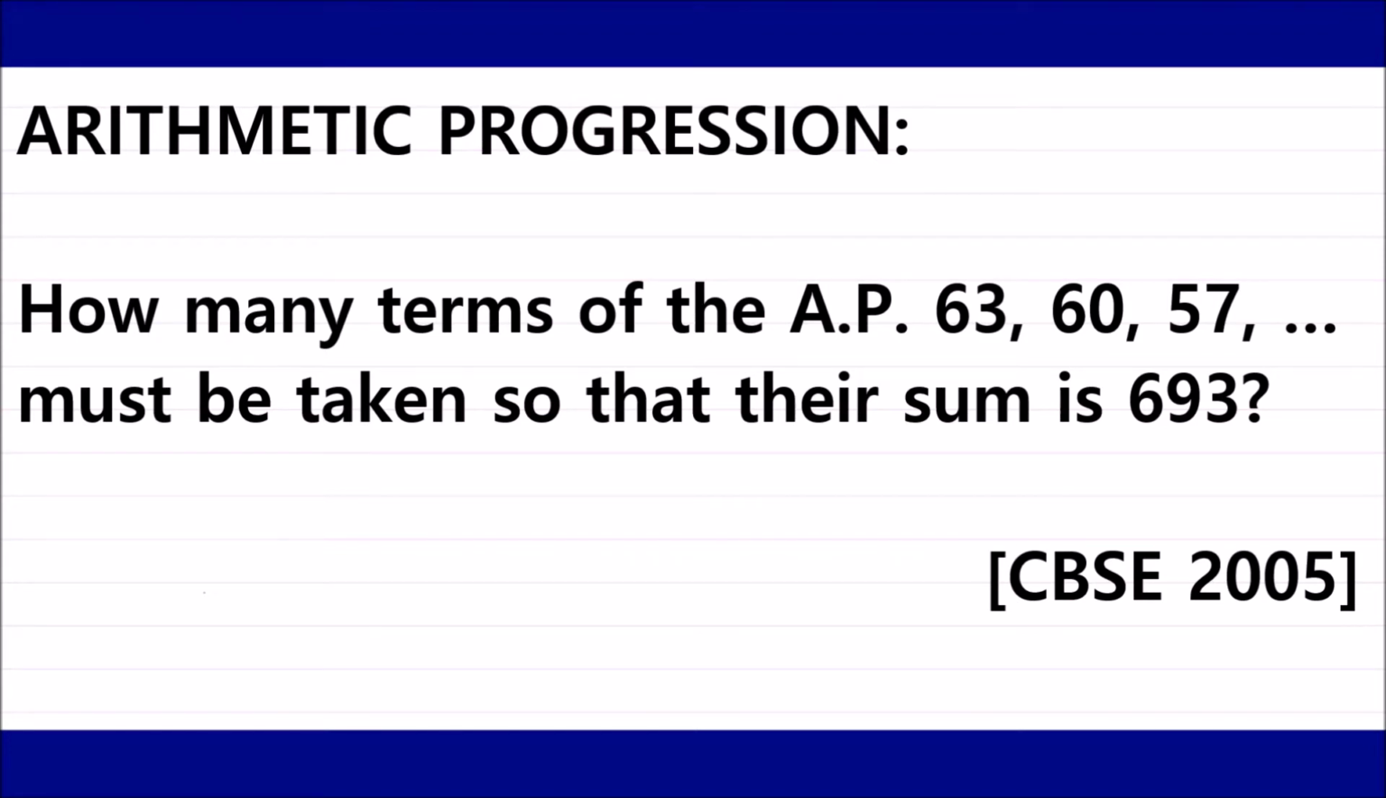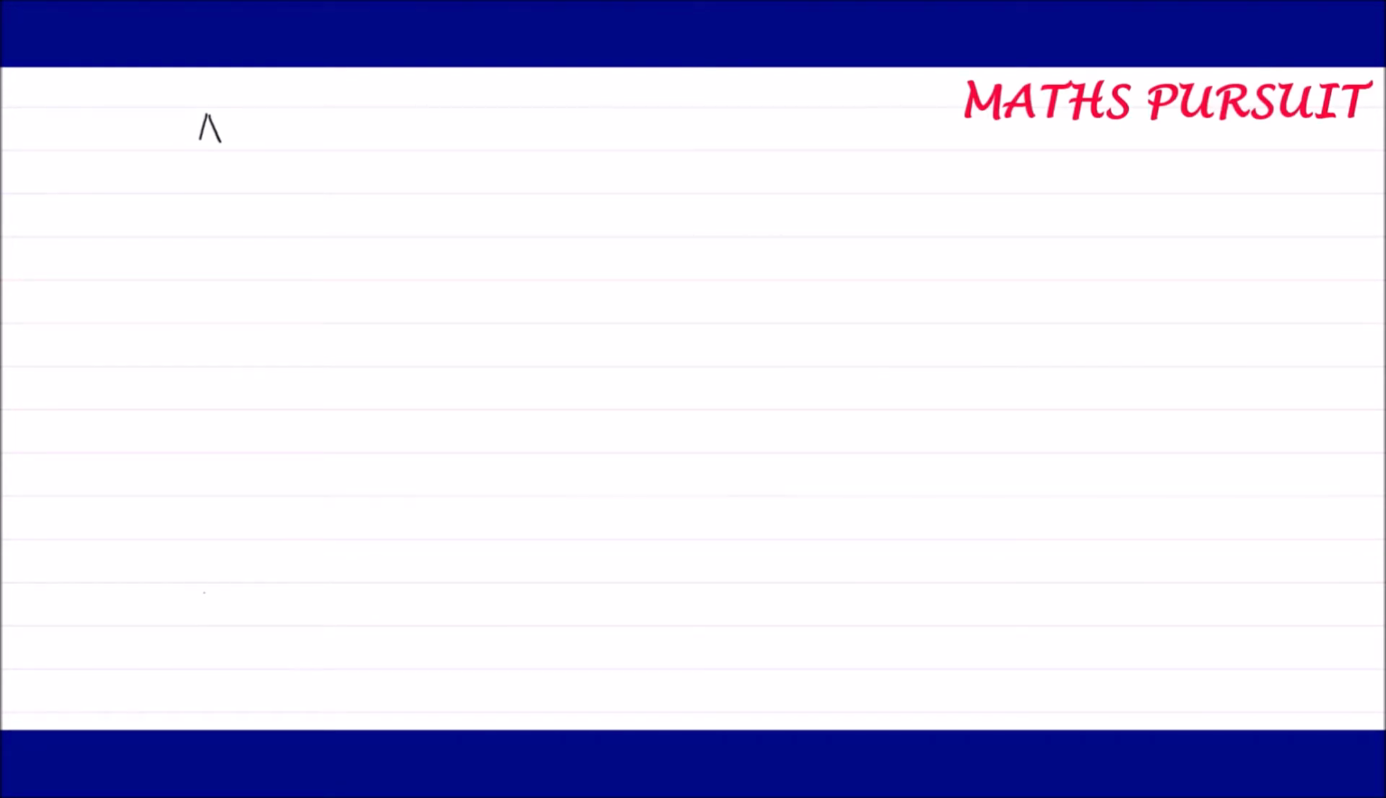Now, as per the question, the given AP is 63, 60, 57, and they're asking us how many terms of this AP must be taken so that their sum is 693. Now guys, let's see how we are going to solve this particular question.